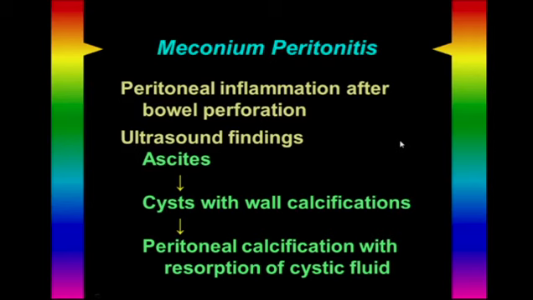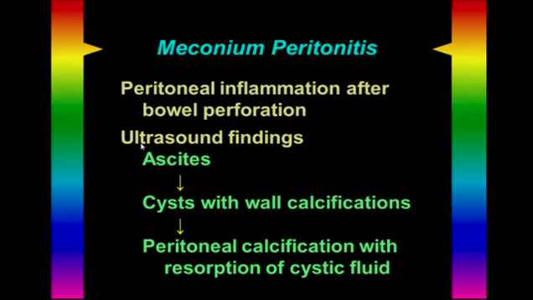If there is a bowel obstruction and the small bowel perforates such that the contents spill into the peritoneal cavity, this is called Meconium Peritonitis. The meconium spills into the peritoneal cavity and causes a chemical peritonitis that leads to the accumulation of fluid in the abdomen. So initially at the time of perforation, we'll see ascites in the fetal abdomen.